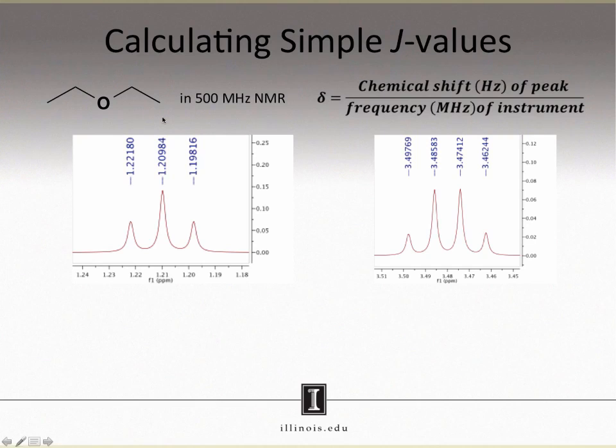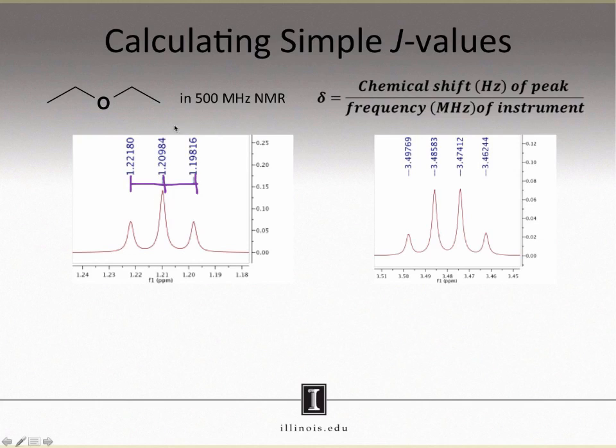It is important to note that the J value for a signal is independent of which two peaks you decide to use to calculate it. For example, in this triplet, I could take the distance from the leftmost peak to the middle peak, or I could take the distance from the middle peak to the right peak. Either distance will give me the same J value. Let's say I decide to use this distance on the right.